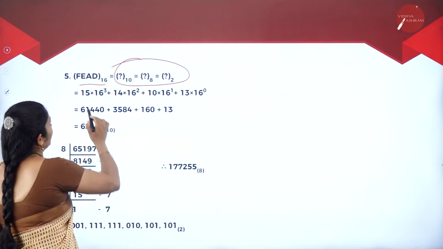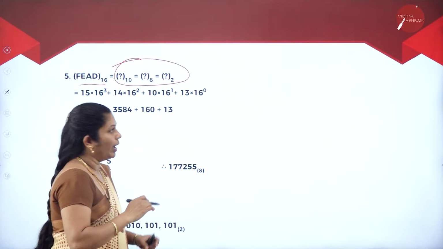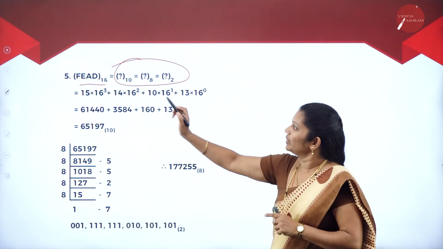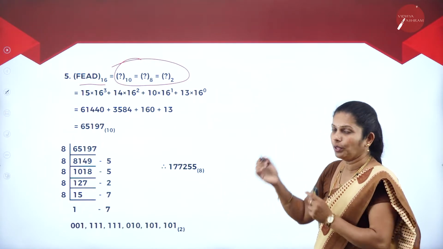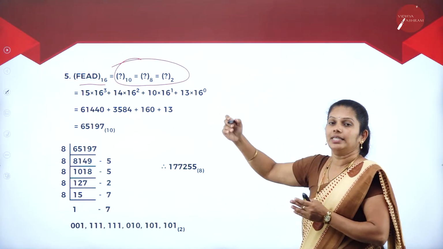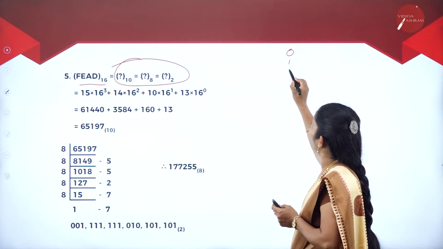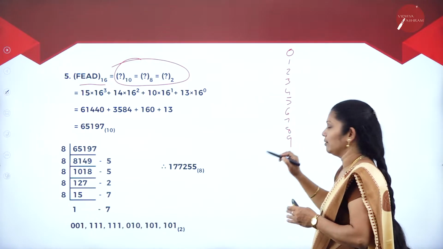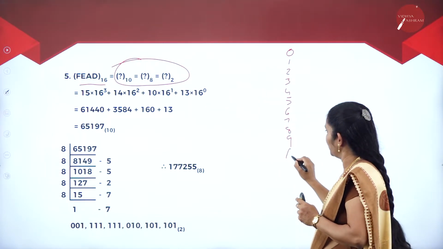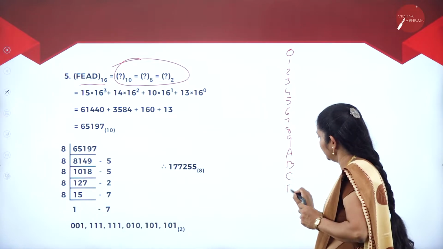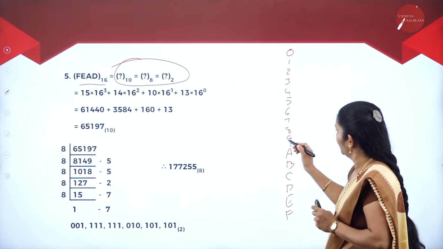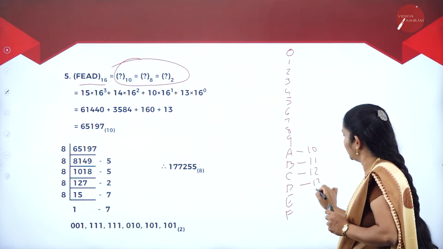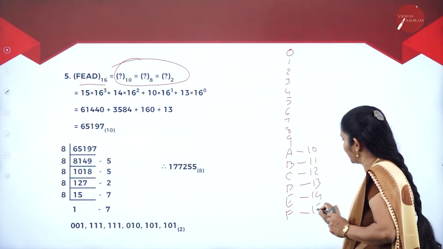Then in that case, write down their equivalent number. While writing the number, here we have FEAD. Then what is the value of FEAD? How to identify? Already I told you in a hexadecimal number, it starts from 0, 1, 2, 3, 4, 5, 6, 7, 8, 9. After 9, you have A, B, C, D, E, F. A represents 10, B represents 11, 12, 13, 14 and then F represents 15.